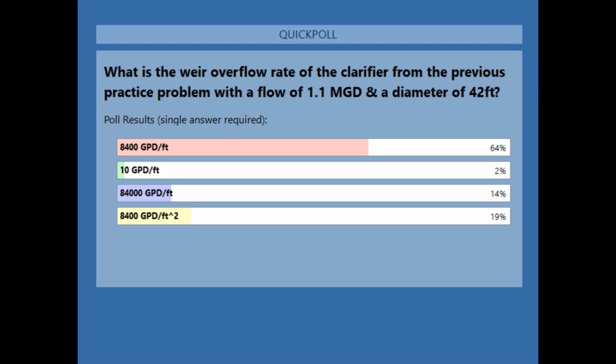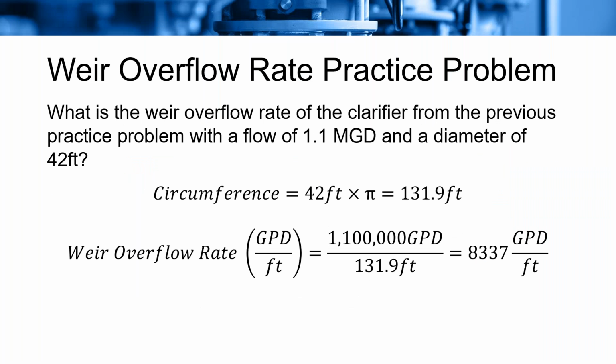If you'll notice the last answer, it's the same numerical value, but it's gallons per day per foot squared. The unit should be in feet, because our circumference is just the diameter in feet times pi. So we're not multiplying by feet again. I'll go ahead and walk us through the answer real quick.